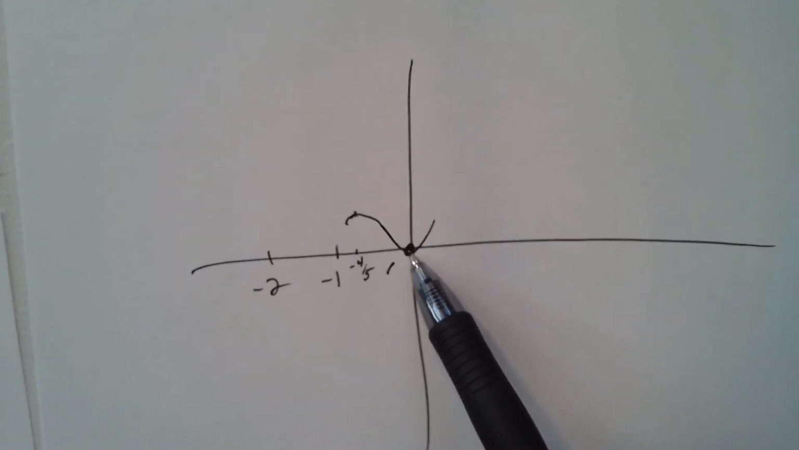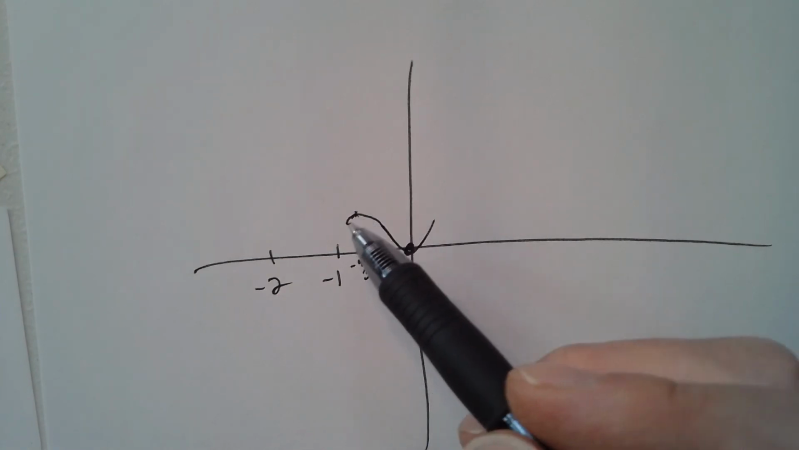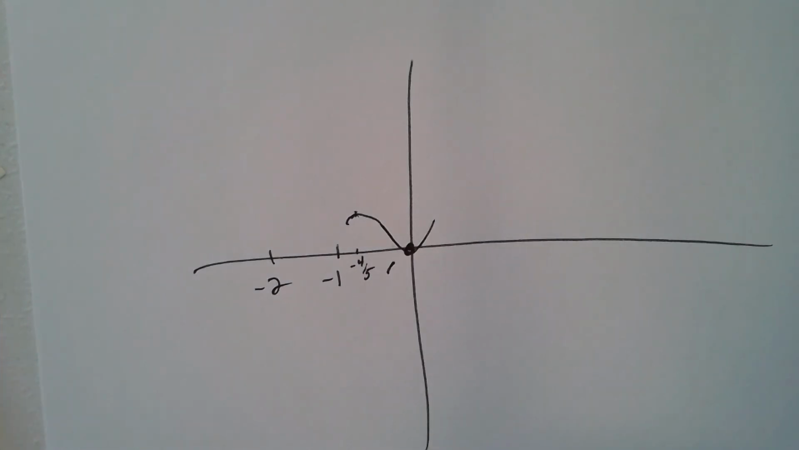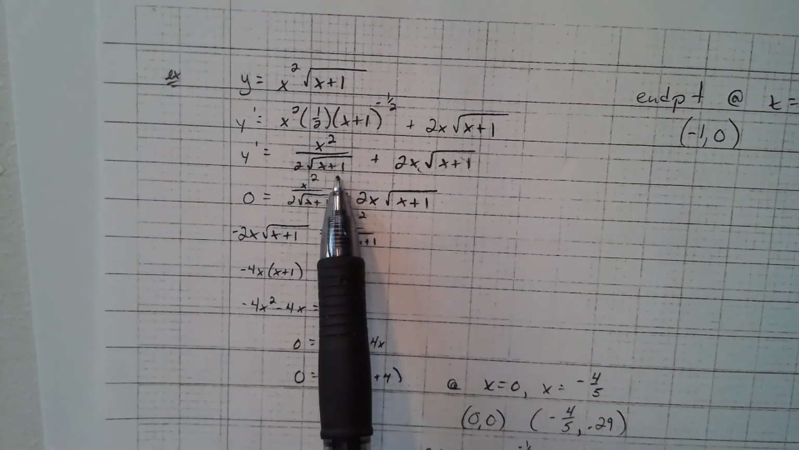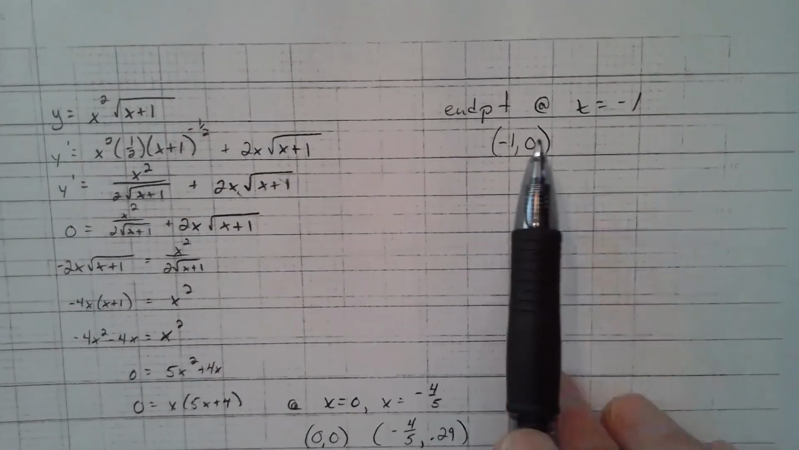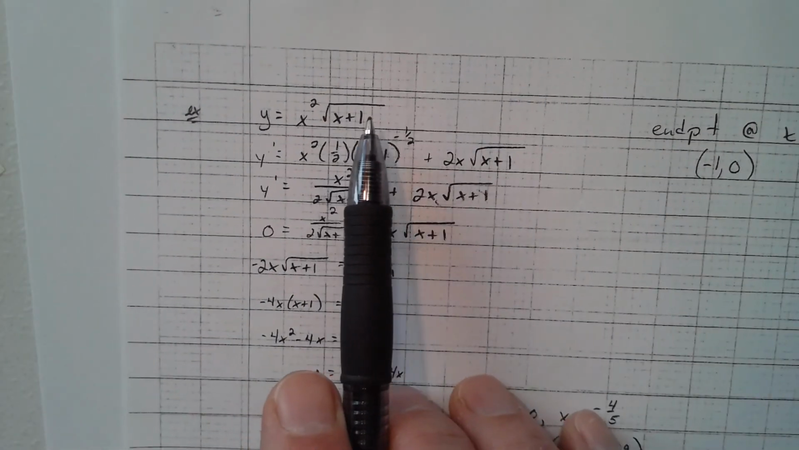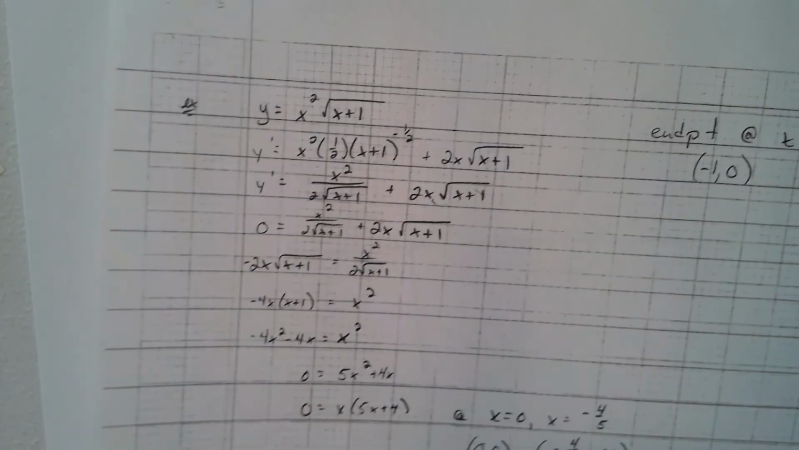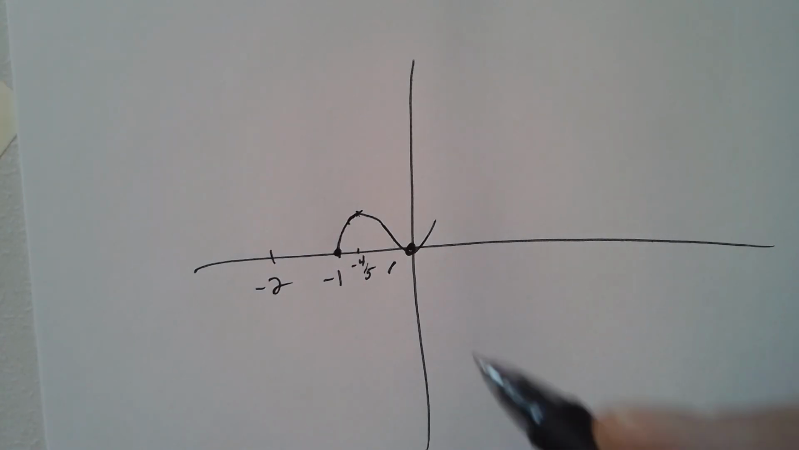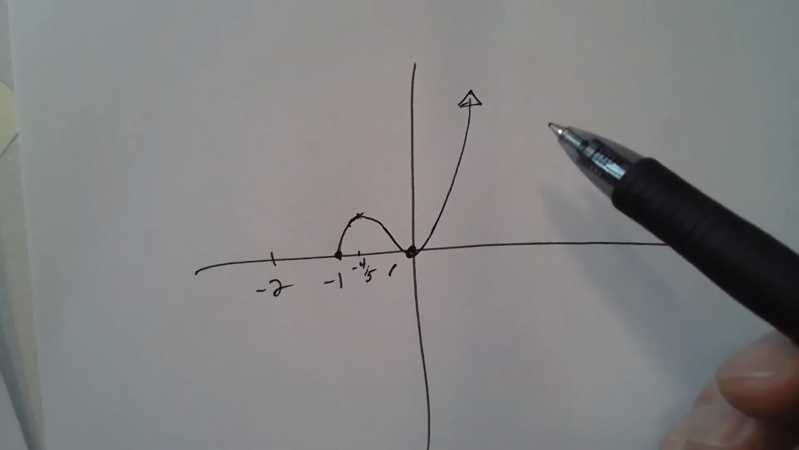Okay, so we know at 0, 0 we have a minimum, so I showed this. Negative 4/5, comma 0.29, I have a maximum, horizontal tangent. If you notice that the first derivative, if you put negative 1 in, it does give you 0 on the bottom. So there's kind of an endpoint at negative 1. If I plug it in, I get 0. The domain of this one starts at negative 1. So it does produce an endpoint at negative 1. Nothing else happens. We have no other critical points.